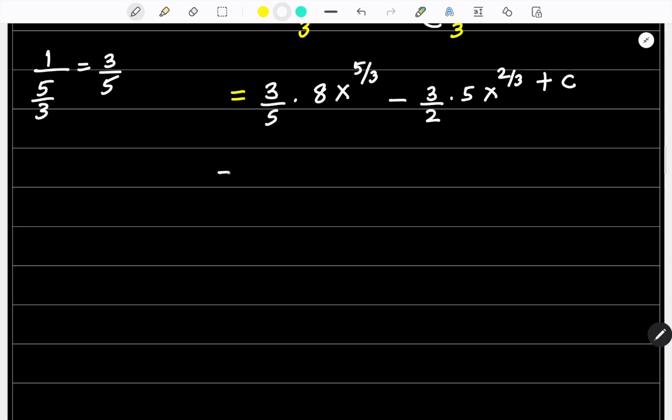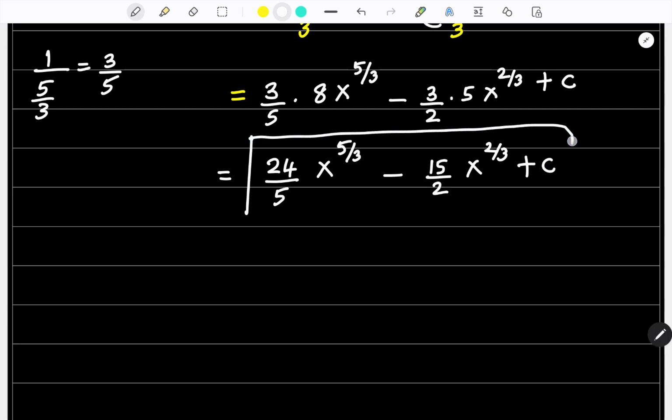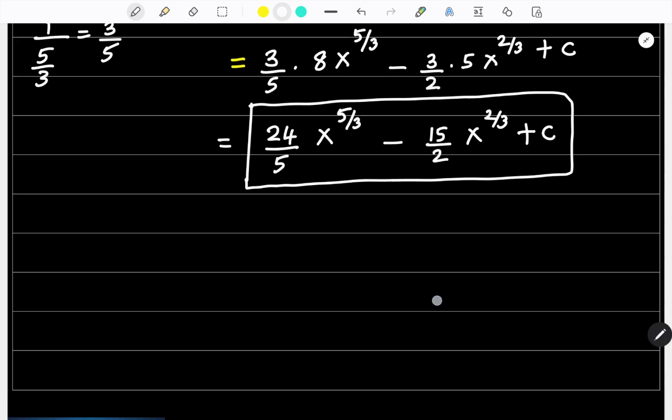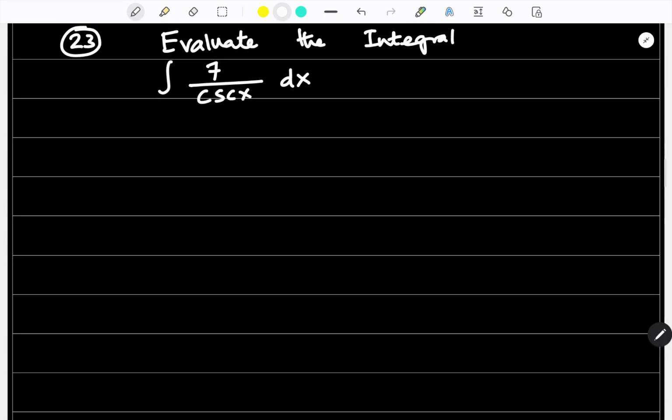So this equals 8 times 3, how much? 24, because nothing is getting cancelled. 24 by 5 x to the power of 5 over 3, minus 3 times 5, which is 15 over 2, x to the power of 2 over 3, plus integrating constant C. So this is going to become your final answer. Okay, right. Let's go to the next question.